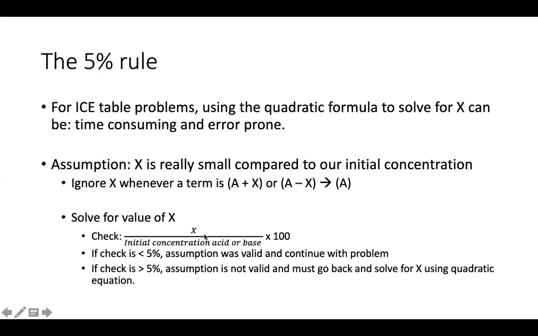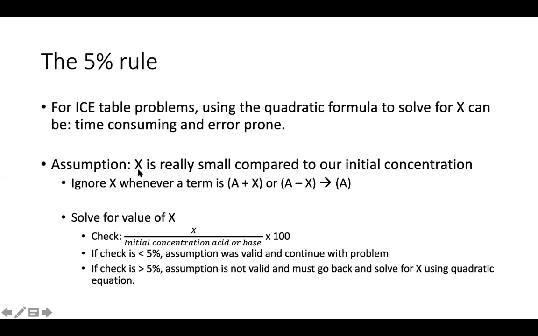And then once we solve for X, we need to do a check. We have to do X divided by our initial concentration of acid or base, and we multiply it by 100 to turn it into a percentage. When you do this check, if your value comes out to less than 5%, then your initial assumption was valid and the value of X that you solved for was correct. So you can continue solving the problem.